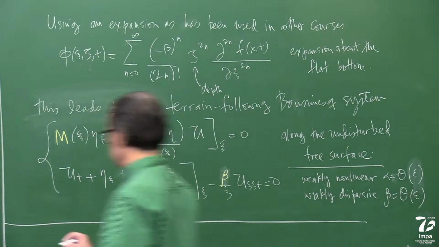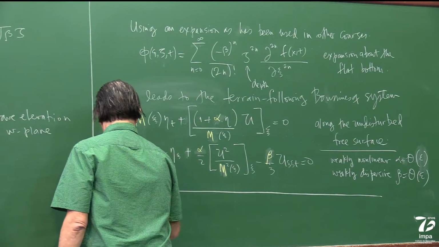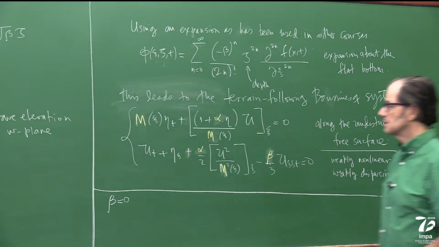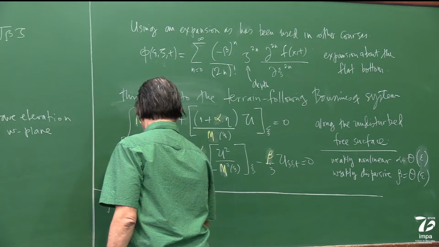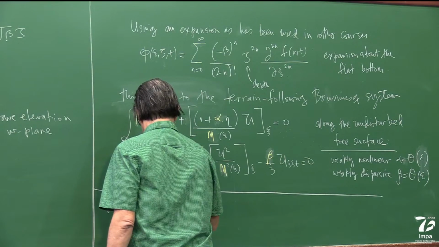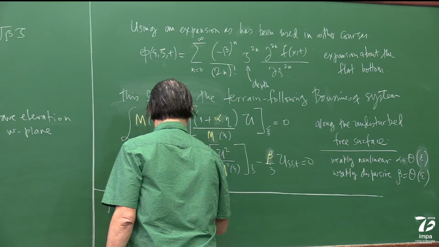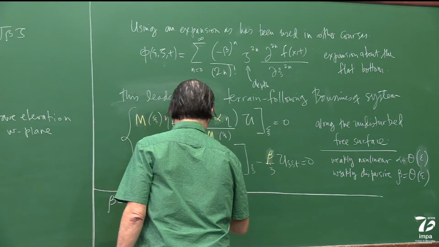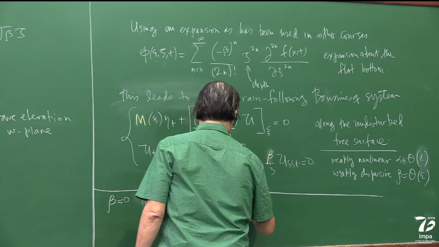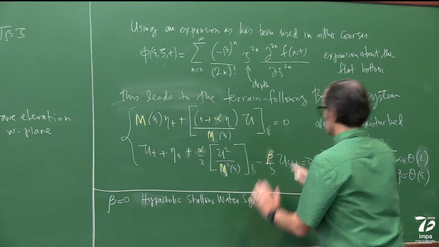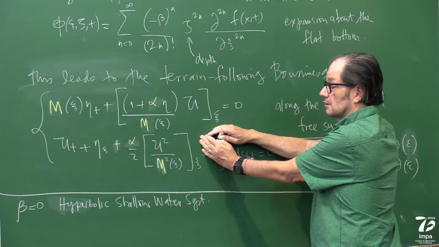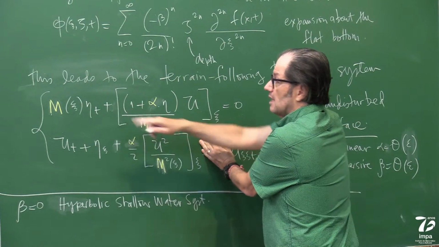So if beta is equal to 0, okay, we get a hyperbolic shallow water system, which is this, but with variable coefficient, which is the m.